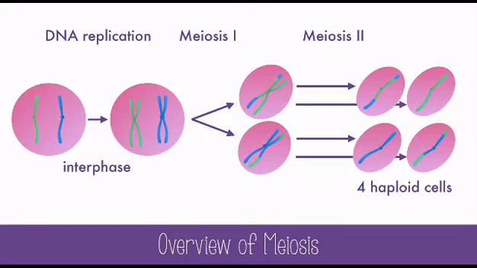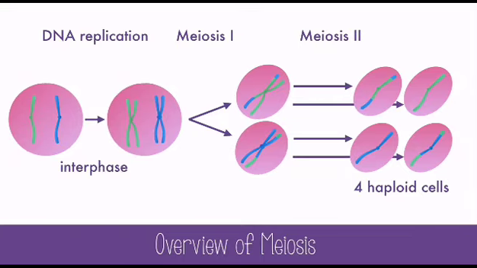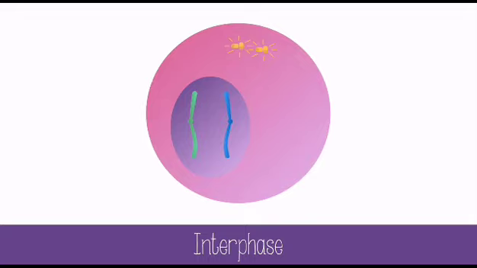Let's look at this process step by step in more detail. During interphase, the DNA is replicated in preparation for meiosis 1. The chromosomes aren't actually visible yet, but I'm showing them as chromosomes here so that it's easier to see that we'll follow a pair of homologous chromosomes through the process.